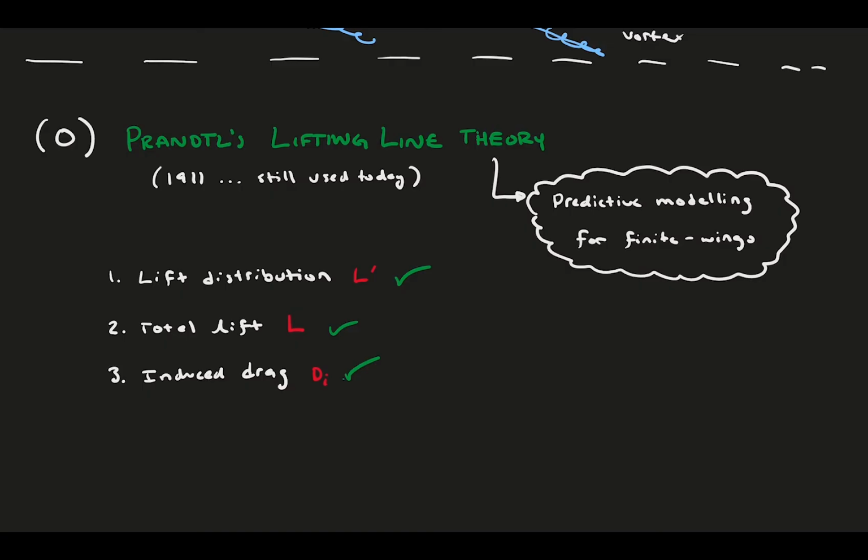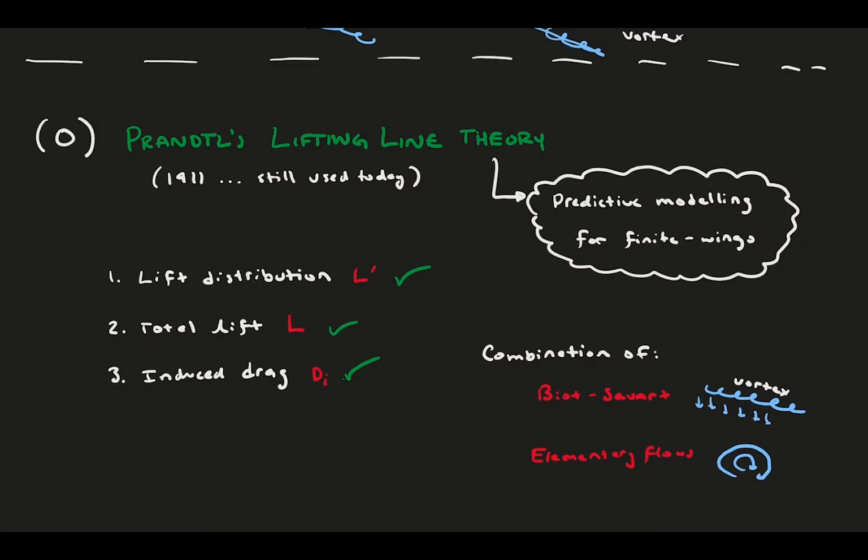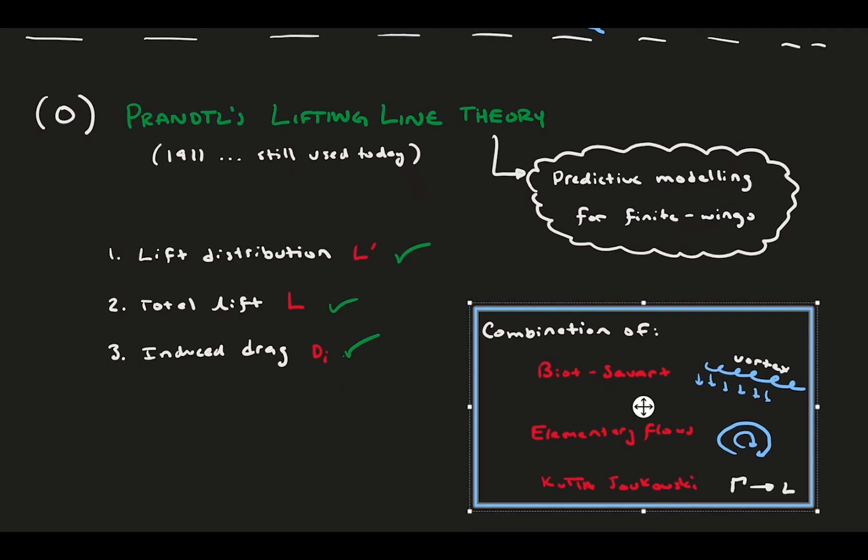In essence, you will see similar flavors to how these types of models were done in the past. We will avoid surfaces at all costs and use a combination of the Biot-Savart law to explain the behavior of semi-infinite line vortices, an essence of elementary flows where we remove the concept of the surface and replace it with a vortex, and the Kutta-Joukowski theorem where we relate the circulation of a vortex to the lift.